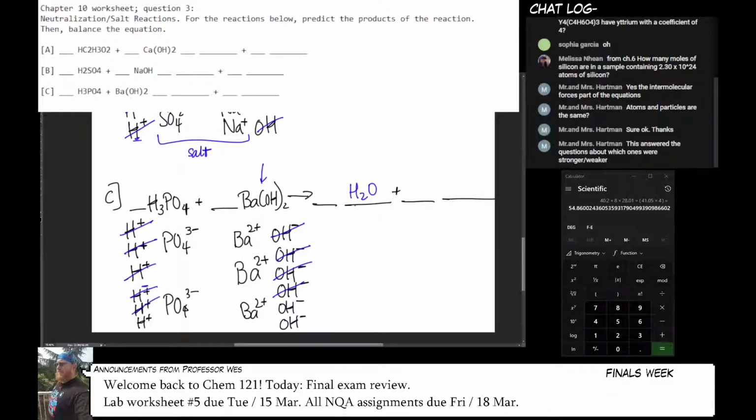And that actually turns out to be enough. So there's a water, there's a water. Everything else is the salt. So now I'm going to count up how many of these I had. So I put in 2 of those and 3 of those. I made 6 water. And then my salt was barium phosphate. There you go.